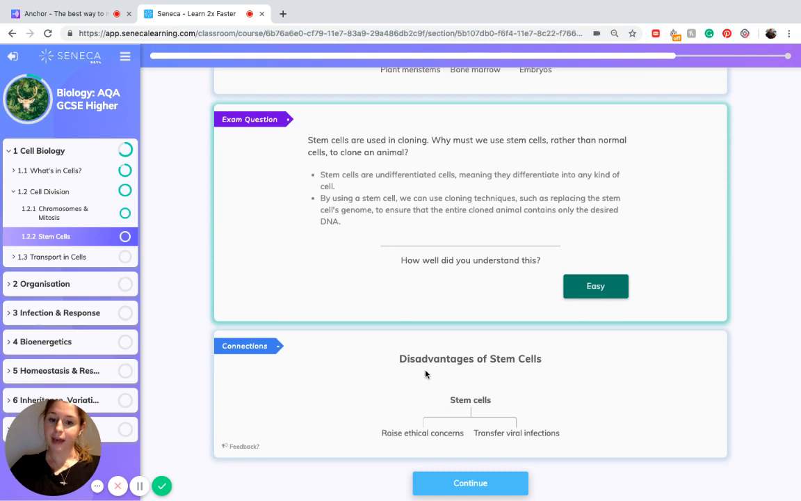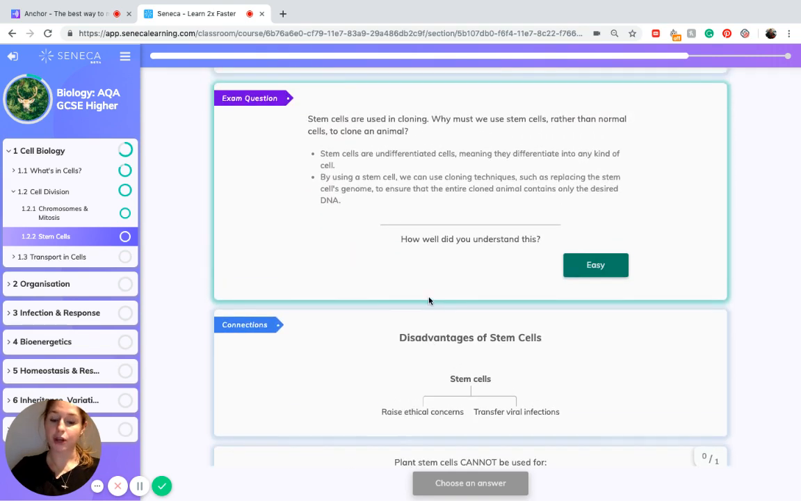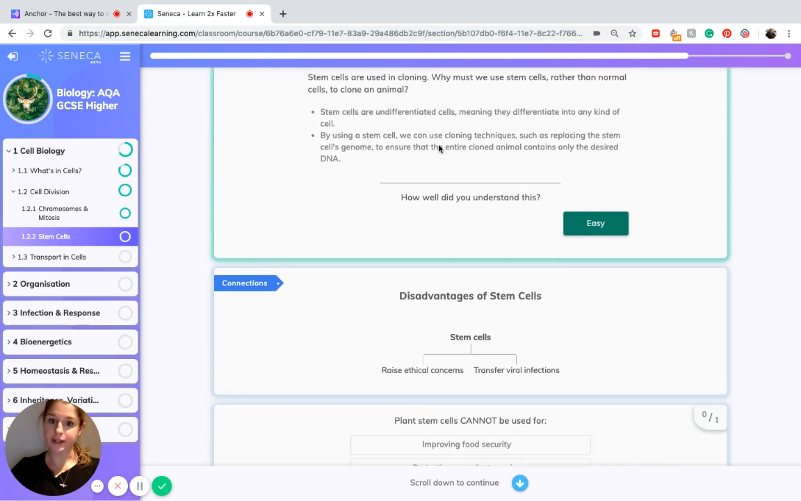And again, just to recap on these disadvantages, we know that they raise ethical concerns and transfer viral infections. So, as we've learned, just in that exam question that we answered, we know that for animal cloning we can only use stem cells. We can't use normal cells to clone an animal.